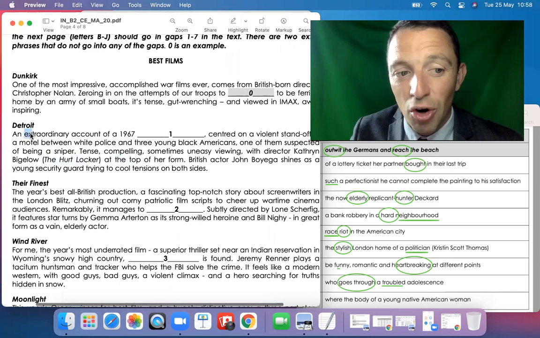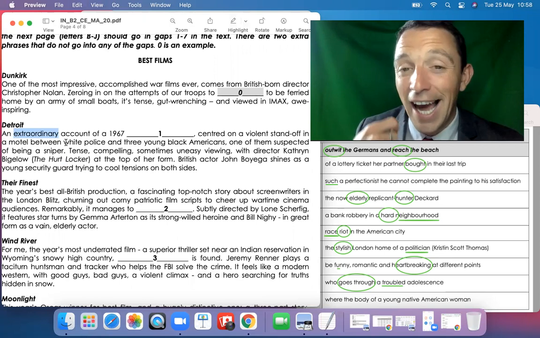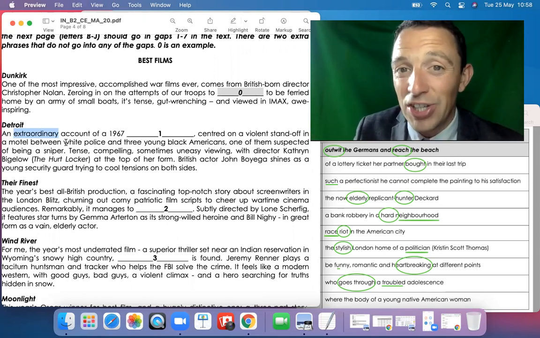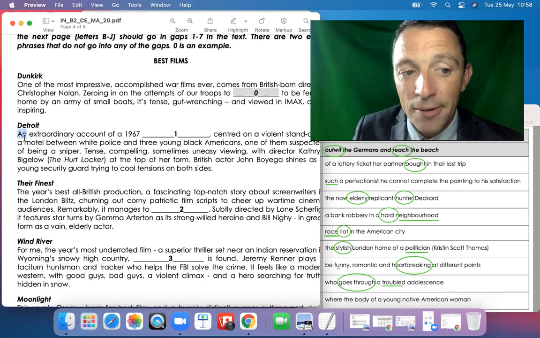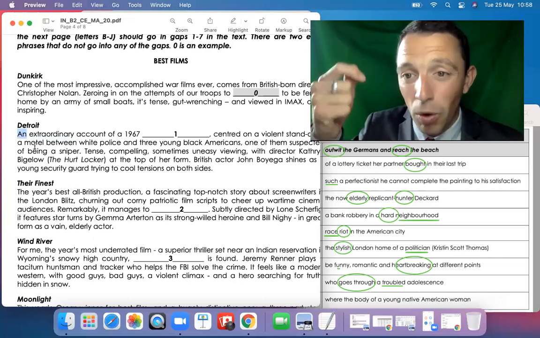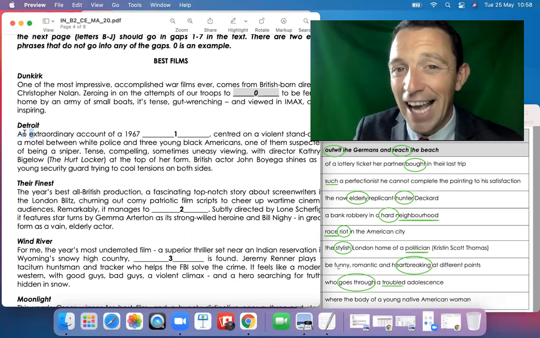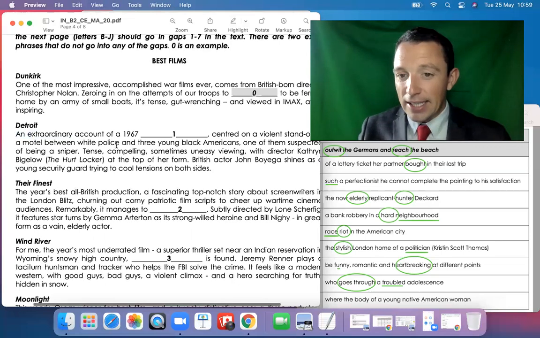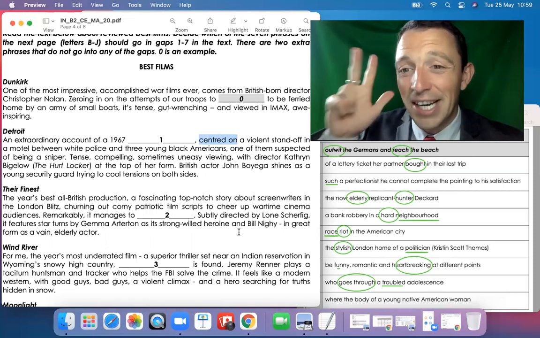The first one is extraordinary. So the pronunciation is extraordinary. Normally we say extraordinary. It is possible extraordinary, but the most typical pronunciation is extraordinary. And the reason we have the N here is because the word begins with a vowel, A-E-I-O-U. When the word begins with a vowel, it's necessary to use the A-N, okay, an. And in this situation, again, centered on is very similar to focusing on or zeroing in on.